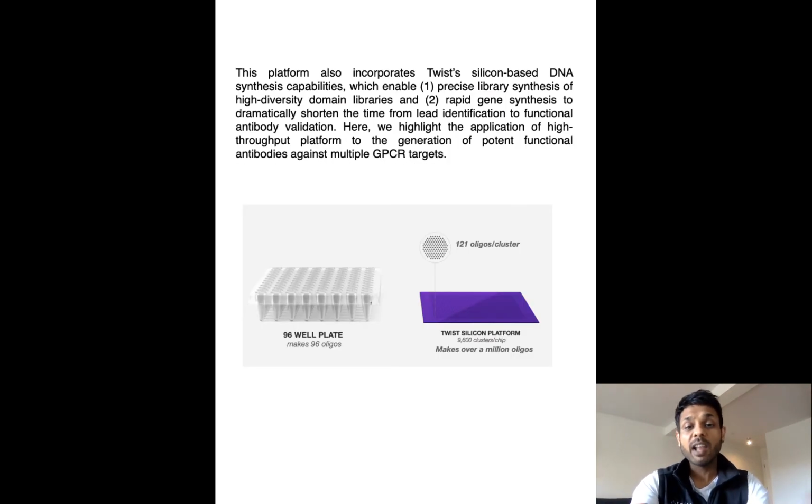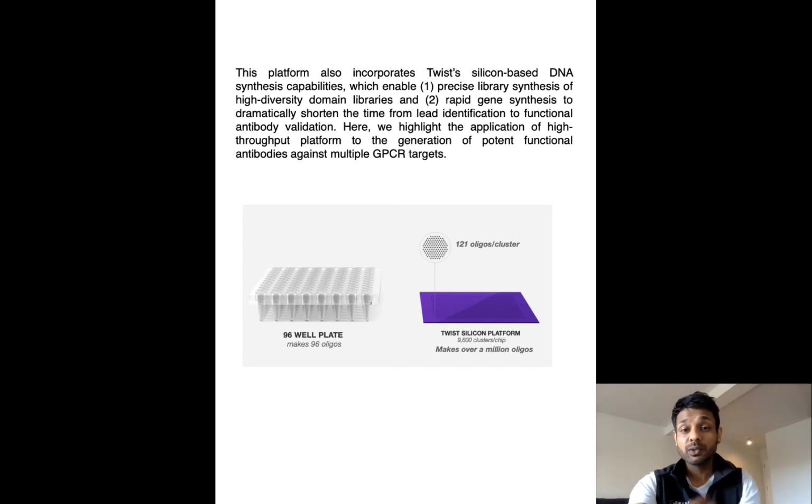So to do this, we leveraged Twist's unique capability to print over 1 million oligos on a single chip. As shown on the left, in a traditional approach, when we use a 96-well plate, we can only print 96 user-defined oligos. In contrast, as shown on the right here, in our silicon-based chip approach, we have 9,600 clusters on a single chip. Not only that, in each of these clusters, we can print 121 different oligos. So if you do the math, 121 times 9,600, which gives us over 1 million unique oligos that we can print in a single run.